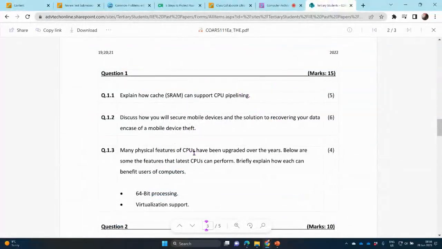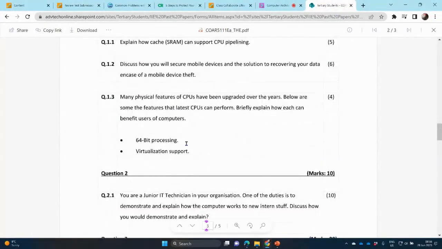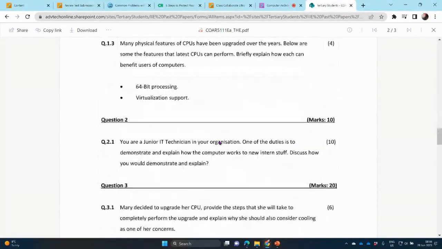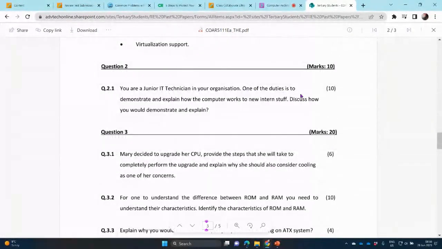So I've located that. Physical features of the CPU, 64-bit and virtualization, that was covered previously. Next section, you're a junior IT. One of the duties is to demonstrate how a computer works to a new intern. Discuss how you demonstrate. Any question that asks about how a computer works is going to be talking about input, processing, output. So you can also add input, processing, storage, and output. So those are the basic things that need to be discussed when talking about how a computer works.